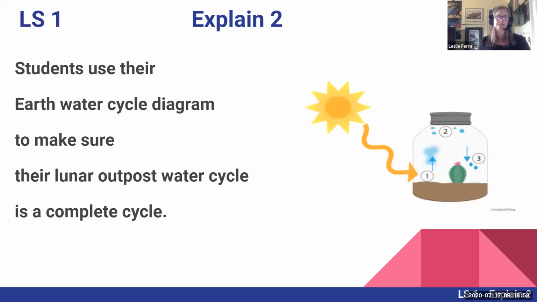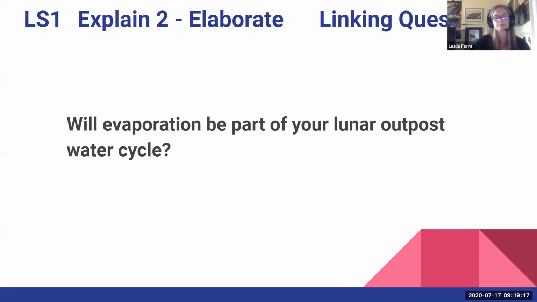And as I say that, I remember that I forgot to mention at the end of Explain 1 that they do go back, once they have that O2, CO2 photosynthesis, they do go back and revise their lunar outpost at the end of Explain 1. I apologize for leaving that out.